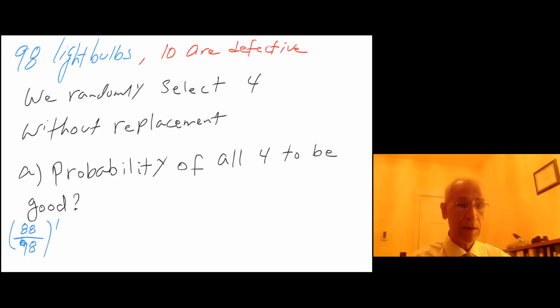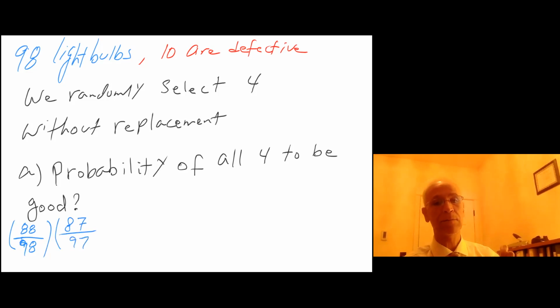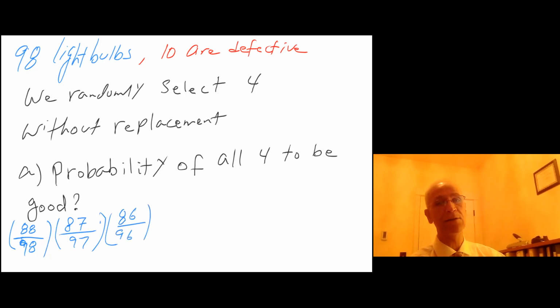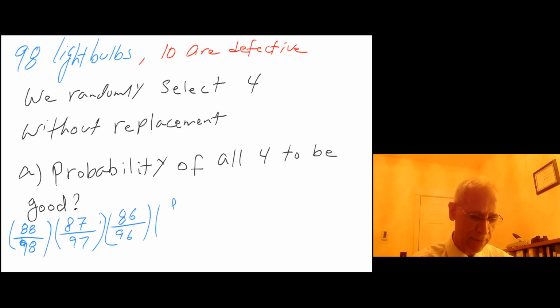Now I took one good one out. I have a total of 87 good ones left over 97, because now there's one light bulb less in the box. And for the third one, I have a total of 86 good divided by 96, 86 out of 96. And finally, for the last one, I have 85 out of 95.